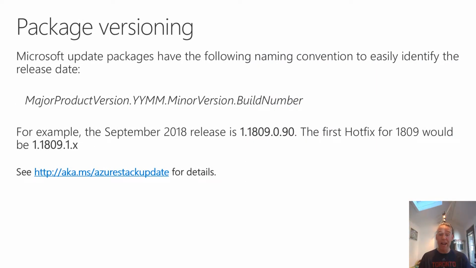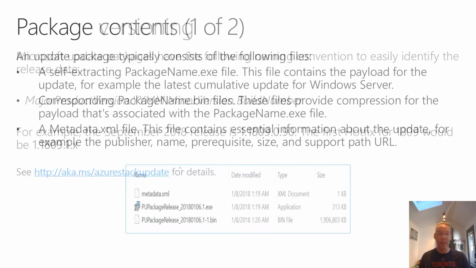I mentioned the package versioning, so the package will have a long number. So for example, here the September 2018 release is 1.1809 for September of 2018, .0.90. And then the first hotfix, if there was one for that build, would be 1.1809.1.x, etc. So that's the detailed version number. The simple version number is just 1809. Whenever you hear someone refer to a version of Azure Stack, they'll call it 1809. That's the September 2018 release.